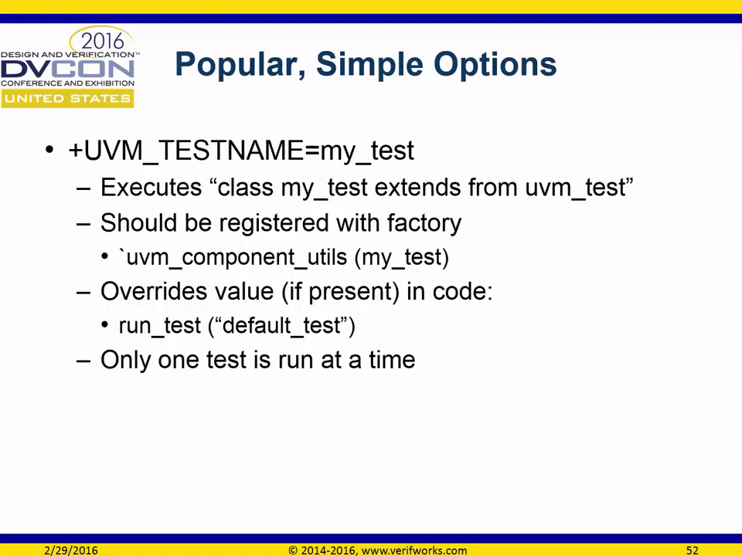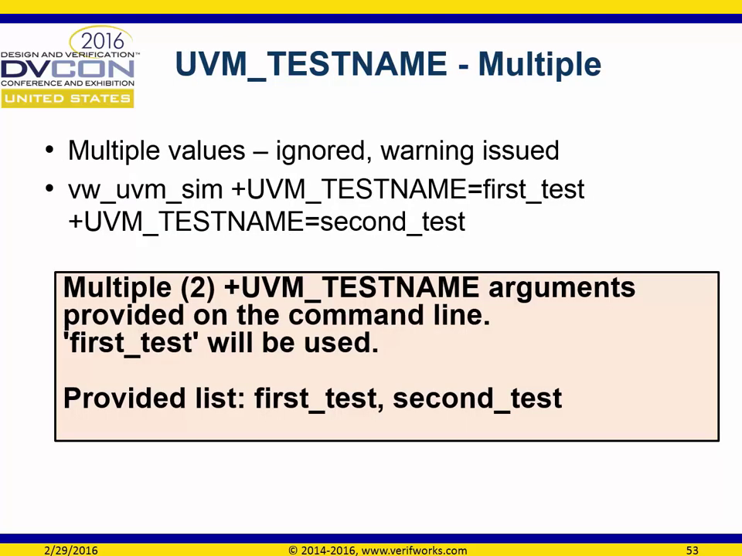Let's go over some popular options. UVM test name is equal to my test. We'll basically execute the test that's called my test from the factory. It will override the value that's in the code. This is a common command line option. Here's the gotcha. It will only pick up the first one. If you have multiple UVM test names, it will ignore the second. And you might wonder, hey, look, I should have run one and then run the second. It doesn't do that. It will only pick up the first one. This is something to watch for in your scripts. You will get a warning, but you will wonder why your second test didn't run.